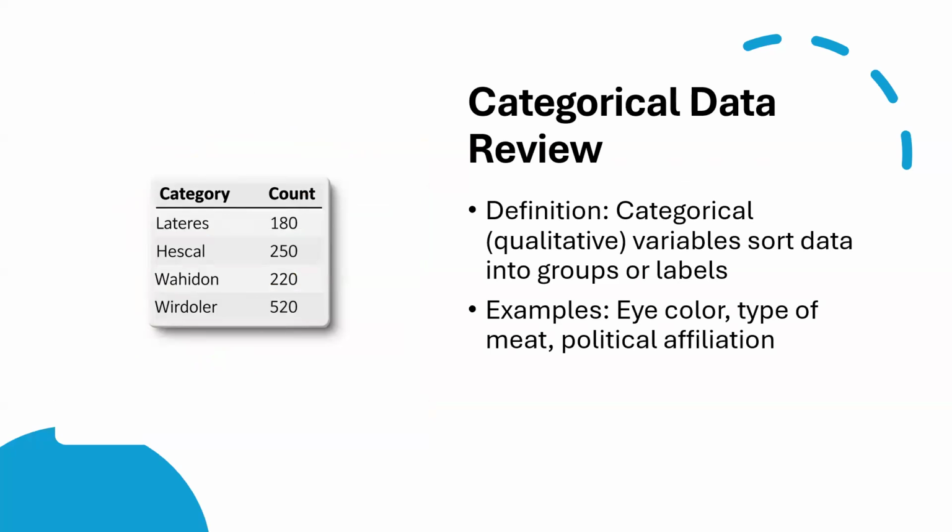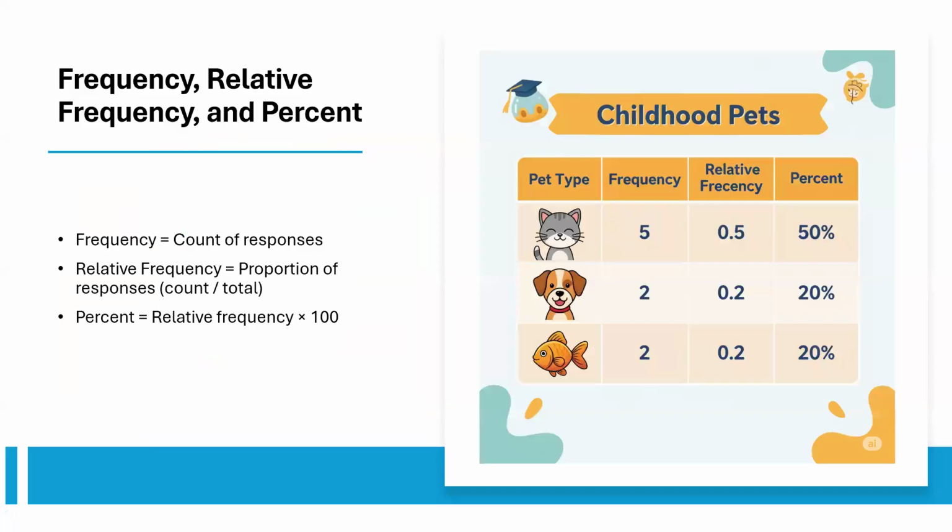Categorical data is data that falls into groups or labels, not numbers. Examples include things like favorite color, political affiliation, or class standing. We can summarize how often each category occurs to get an overview of the data.